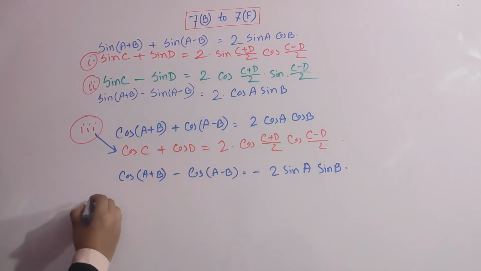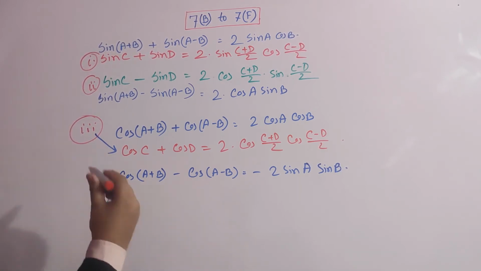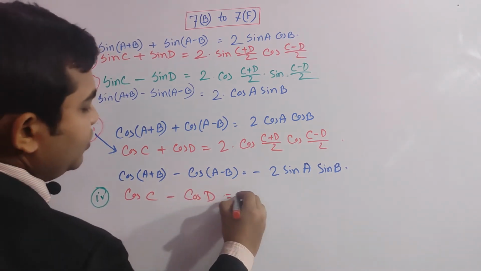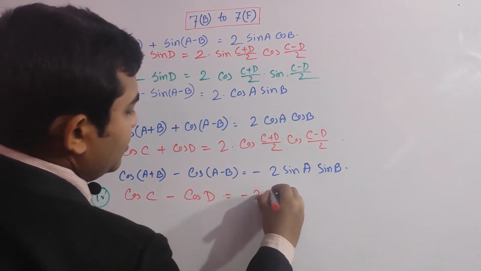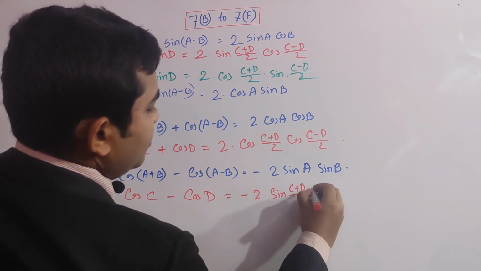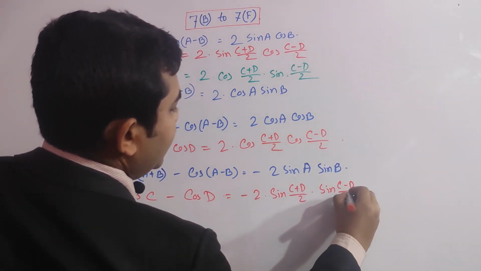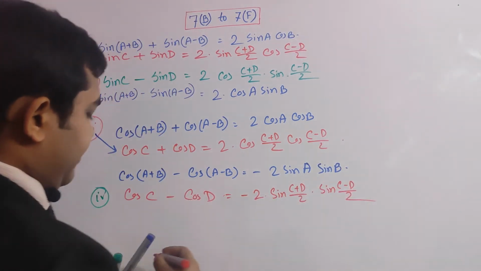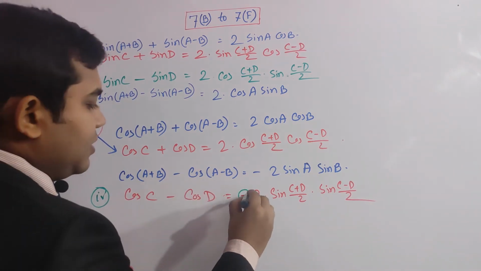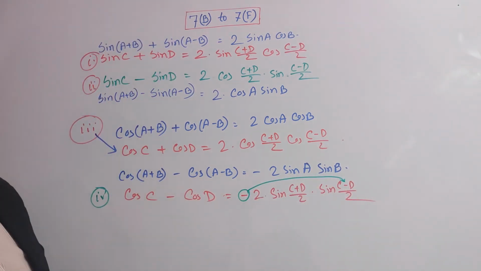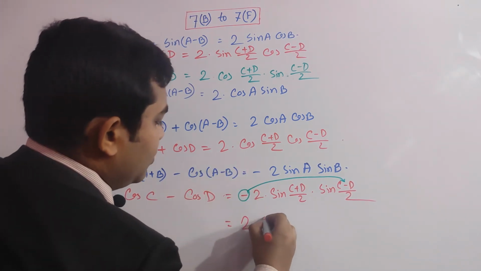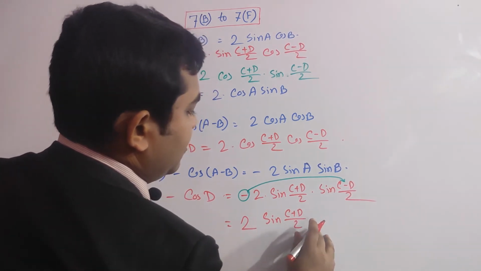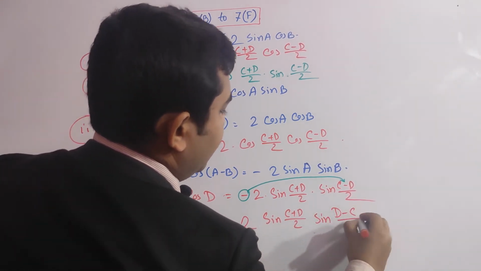So our four number formula should be cos c minus cos d equals minus 2 into sine (c plus d) by 2 into sine (c minus d) by 2. But here it was minus, that's why this minus will be going there. So if this minus is going here, then we can write 2 sine (c plus d) by 2 sine (d minus c) by 2.